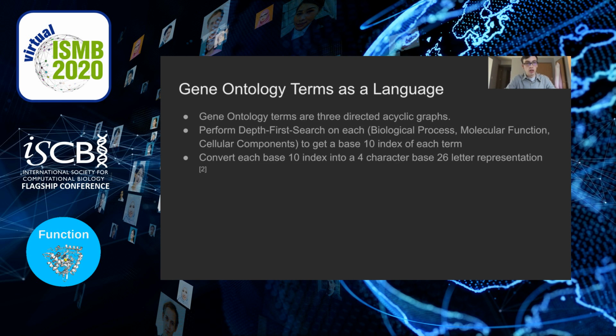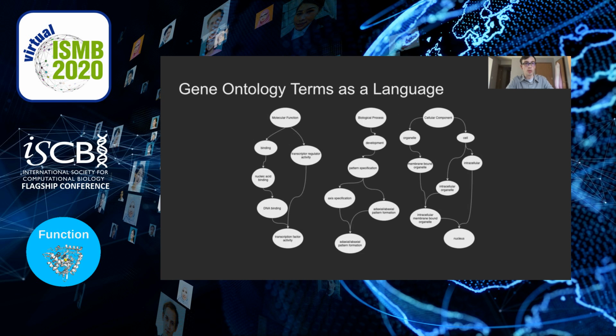Now I would like to explain how we establish the gene ontology terms as a language. As we described briefly earlier, gene ontology terms are 3 directed acyclic graphs representing the biological processes, molecular function, and cellular components. We perform a depth-first search on these trees, and we get a base 10 index for each term. From this, we convert each base 10 index into a 4-character letter string with base 26, which gives us a representation of GO terms in a string format.